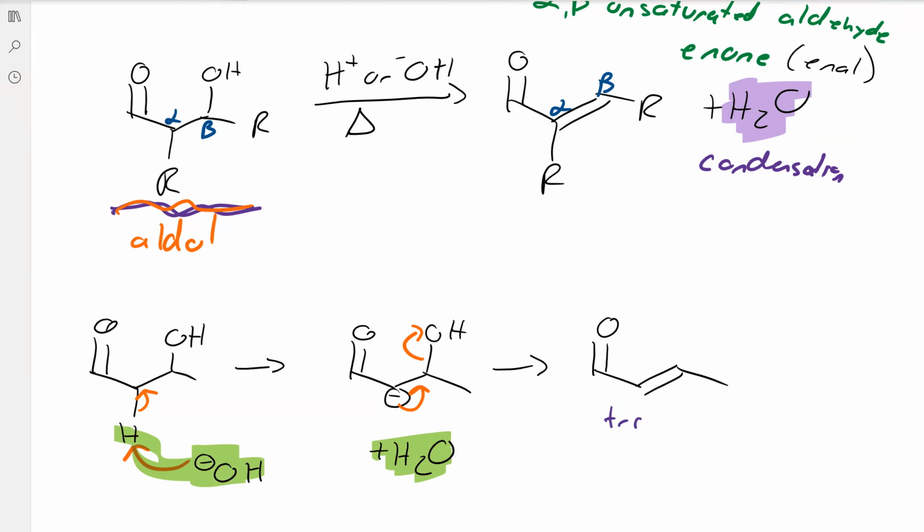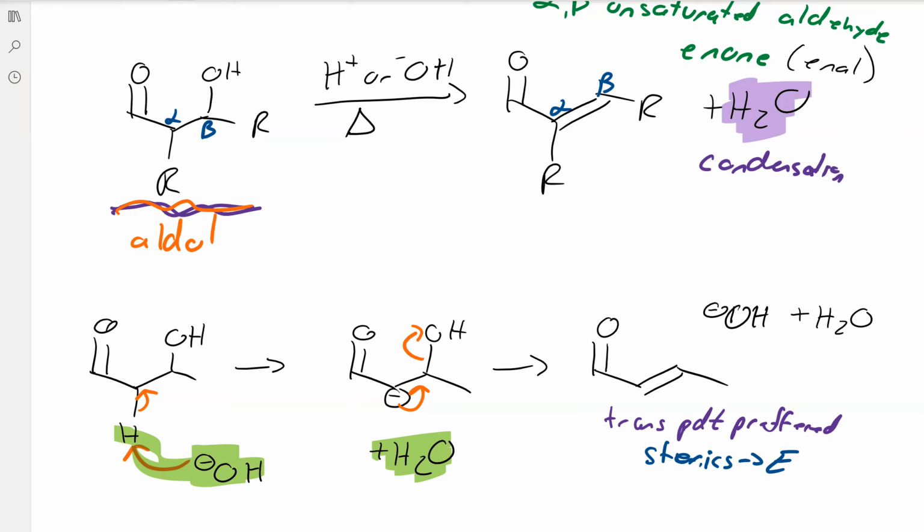In general, the trans product is preferred. Right, and that's just based on sterics. So get the big things away from one another. So if you have a more substituted alkene, generally the E product is preferred. Sometimes the Z product is preferred. It's just that the big things need to go far away from one another. And of course, our side products here are hydroxide and water.